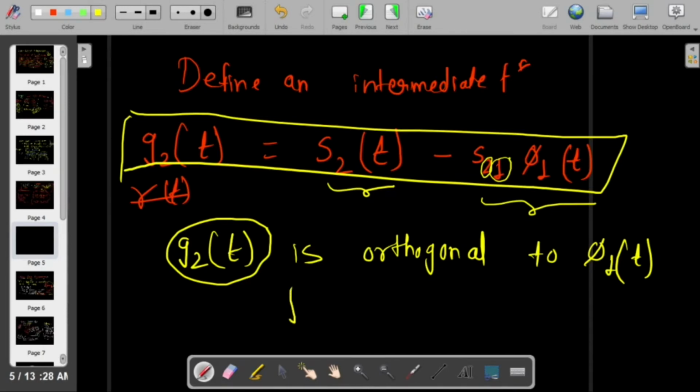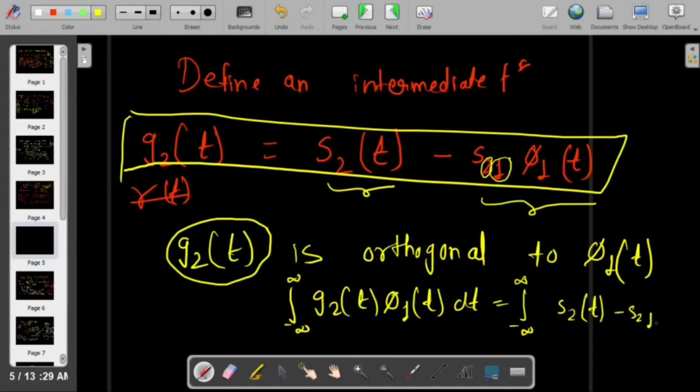So how will we verify? Simply a dot product, my bad, inner product, because we are dealing with signals now. So we will just replace g2(t). If I replace g2(t), what will we get?